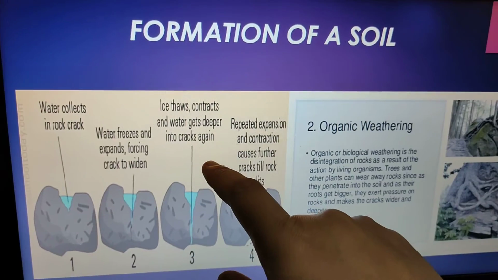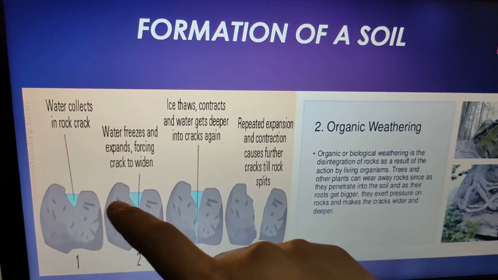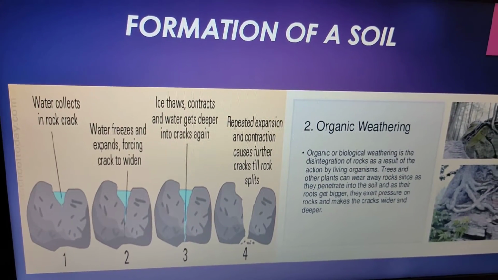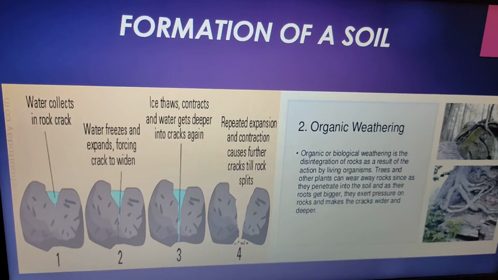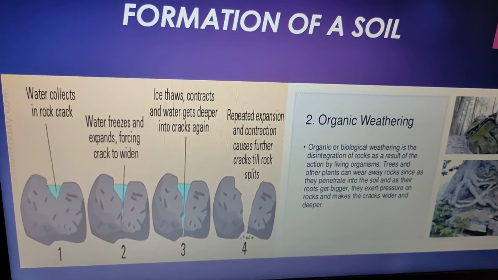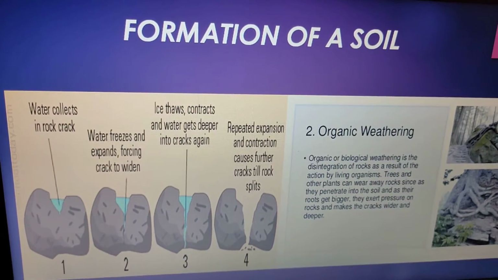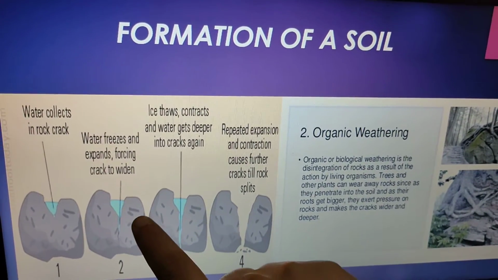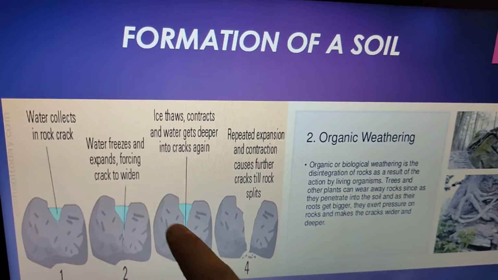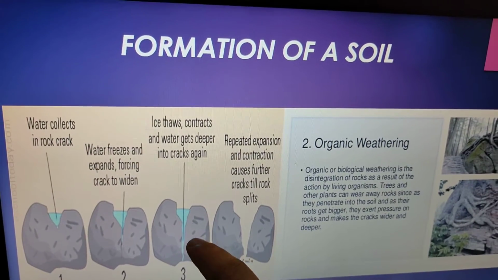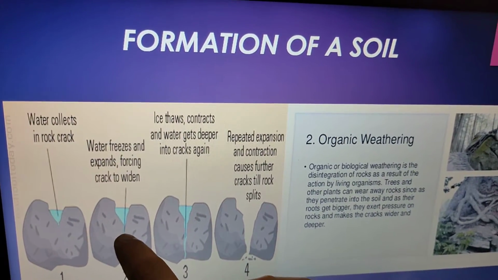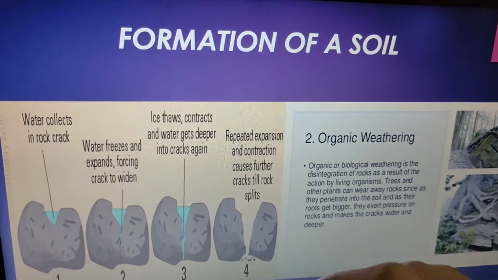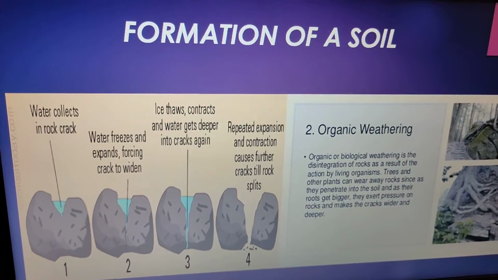Now physical weathering, which I had discussed yesterday. These rocks expand in summer, they contract in winters. Expanding, contracting, it leads to cracks in rocks. Now, when these cracks are there, in rainy season, water collects in rock cracks. Water freezes in winter and the crack widens up. The same process continues and the crack gets deeper.